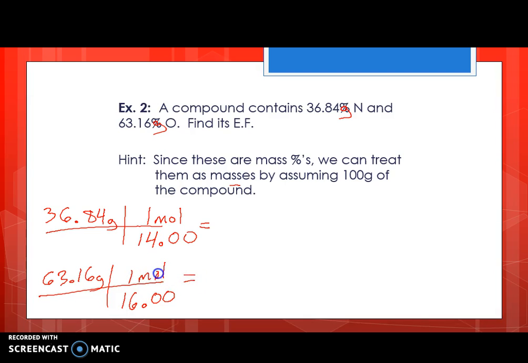Moles. Look at my math here. All right, 36.84 divided by 14 gets me 2.63 moles. On bottom, 63.16 divided by 16 gets me 3.95, if I round, moles here. Divided by the smallest number.